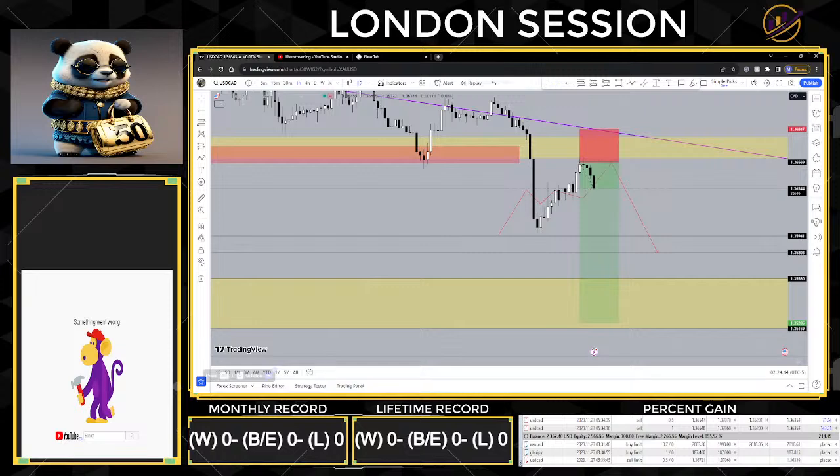We're getting a monthly candle transition, so be aware of that, and be aware of any red folders.